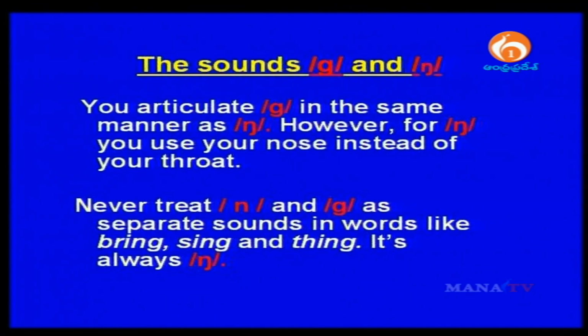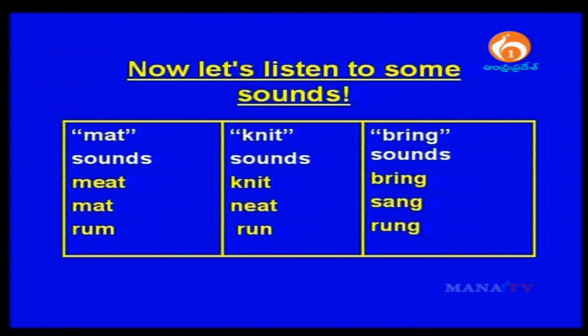Do not treat, as I mentioned, n and g as separate sounds when you're looking at words like bring, sing, and thing. It's just one sound. That n and g in spelling just reflects or represents one single sound in English, that is ng. You have various examples out here which are distinguishing between the three nasals m, n, and ng.